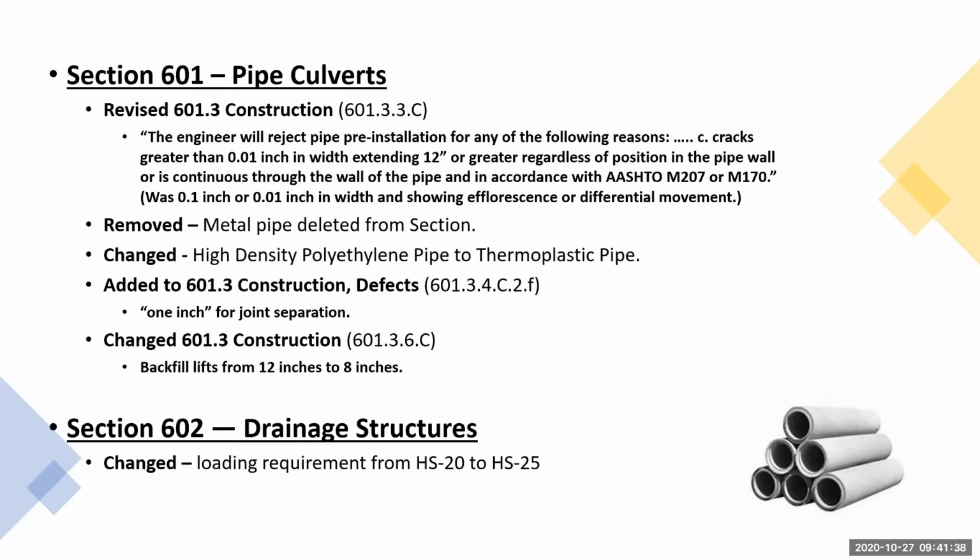And we changed the backfill in 601.3. The first lift used to be allowed to be 12 inches. Now it's 8 inches. Under drainage structures, we changed the loading requirement from HS20 to HS25. And the HS25, the axle loads for that are the same as HO90.